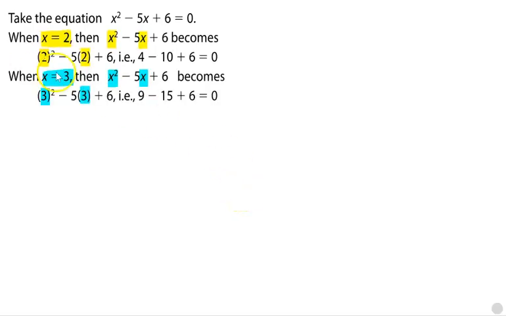When x is equal to 3, x squared minus 5x plus 6 becomes 3 squared minus 5 times 3 plus 6. So we sub in 3 in place of the x's with brackets, which gives us 9 minus 15 plus 6, which also gives us 0.